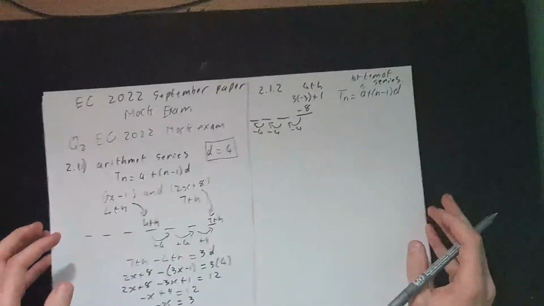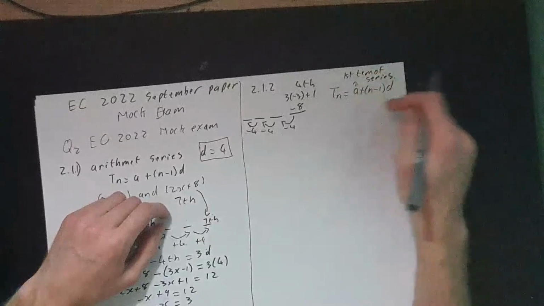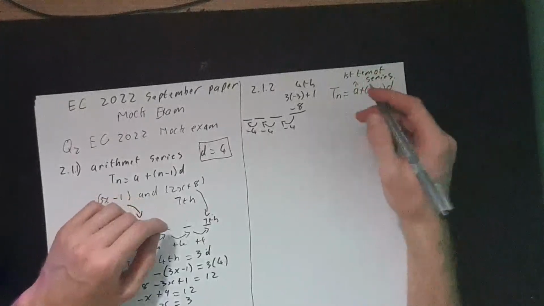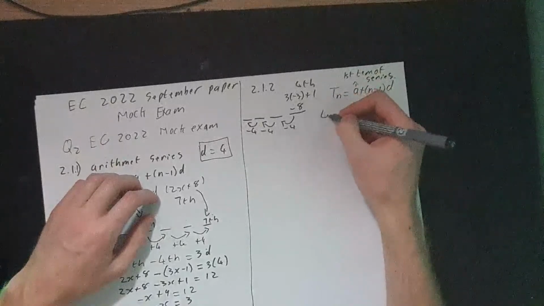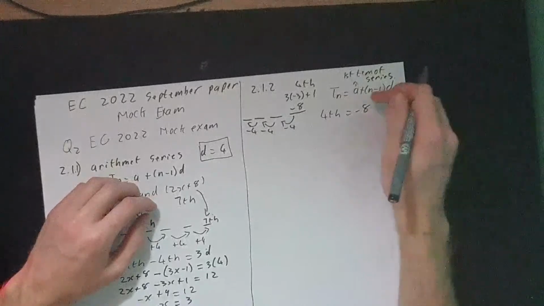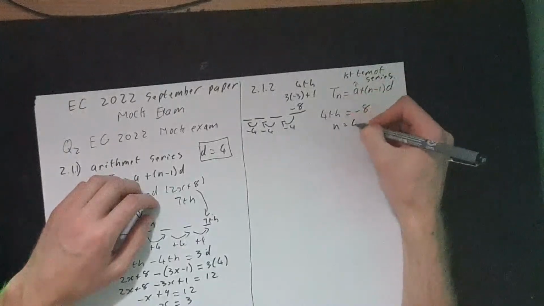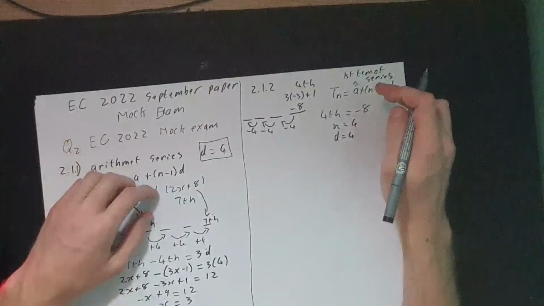Okay, so that's what's squashed up there, but that's always the first term, because you need to know where we're starting from, where we're adding and subtracting onto. So let's use the fourth term. The fourth term equals minus 8. We know that N is now 4. We've got D equals 4 as well, so therefore we can go and solve for A.